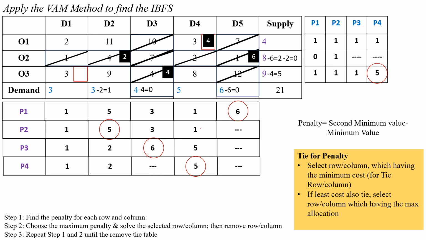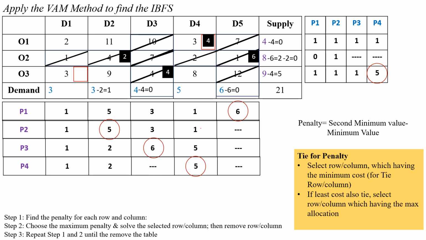First we have to observe which one has the minimum cost, and based on that select the row or column. If the minimum cost also ties, then we have to select the row or column based on the maximum allocation. Here the maximum possibility of allocation between the O3 row and D4 column is possible for the D4 column, that is the 4. Then you have to subtract the 4 from the supply as well as the demand.